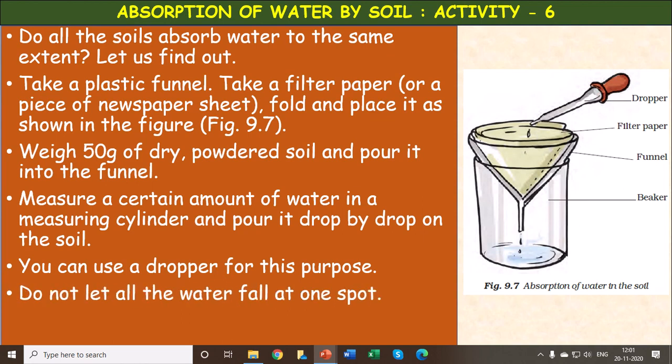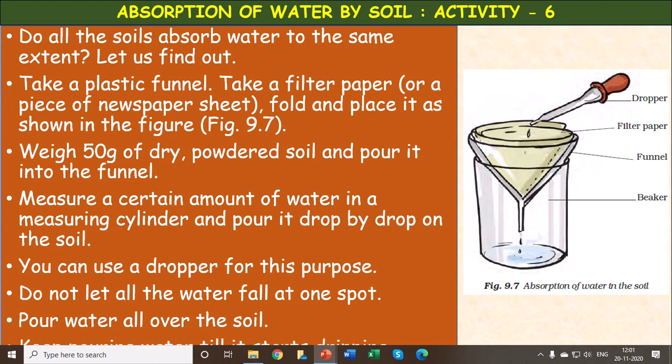So do not let all the water fall at one spot. Okay, you have to take one precaution. You have to spread the water drop by drop inside the funnel. Don't drop at one place only. Pour water all over the soil, such that drop by drop the water falls on the entire soil in the funnel. Okay, that is one precaution you have to take.